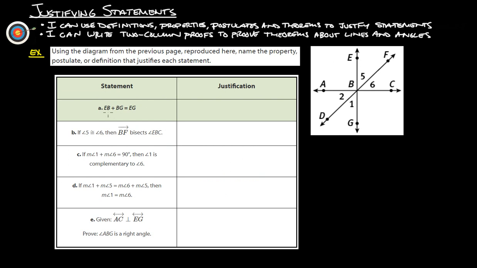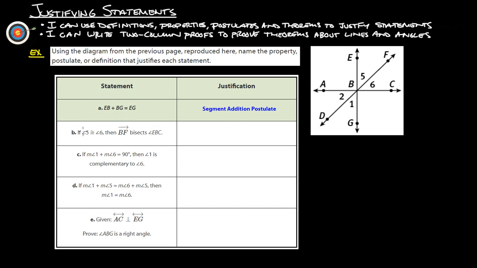Okay, so EB plus BG equals EG. Right, and we've taken a look at that before. That is our segment addition postulate. So we add one piece of a segment to the other piece, and it's going to equal the two pieces put together. Okay, segment addition postulate.